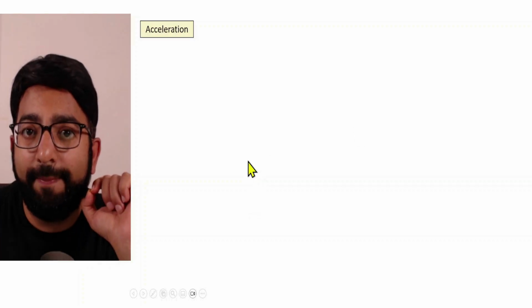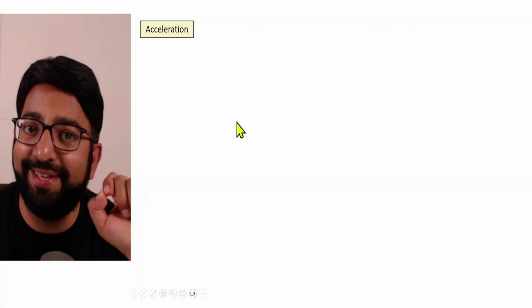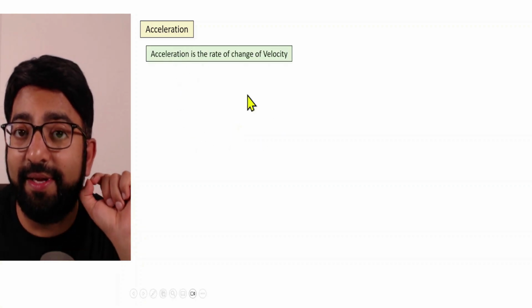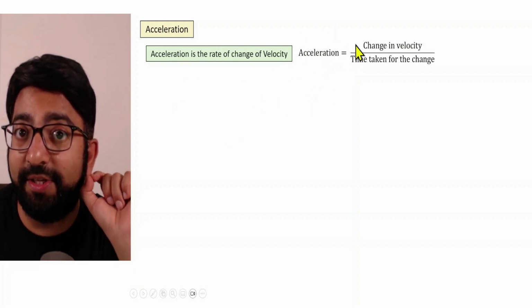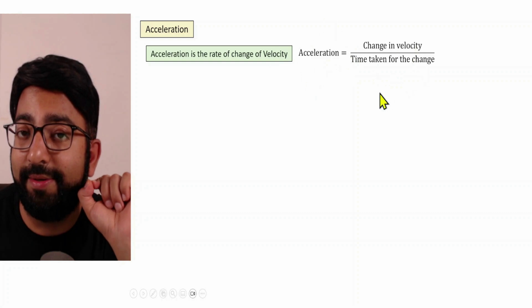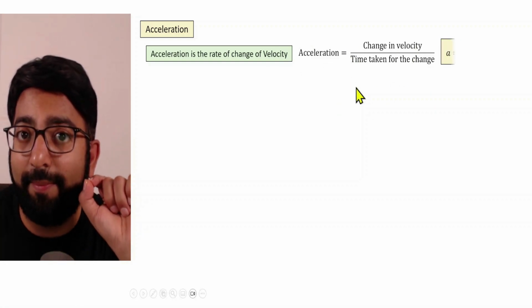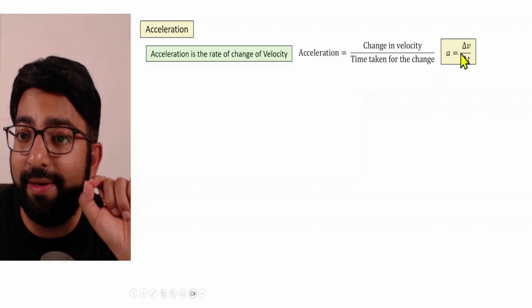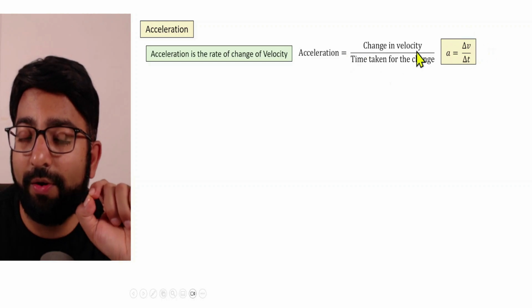Now, the next important parameter after distance, displacement, speed, and velocity is acceleration. So, acceleration is the rate of change of velocity, and the formula is acceleration is the change in velocity divided by the time taken for the change. This formula is extremely important for exam questions. So, just remember a is delta v upon delta t, where delta v stands for the change in velocity.